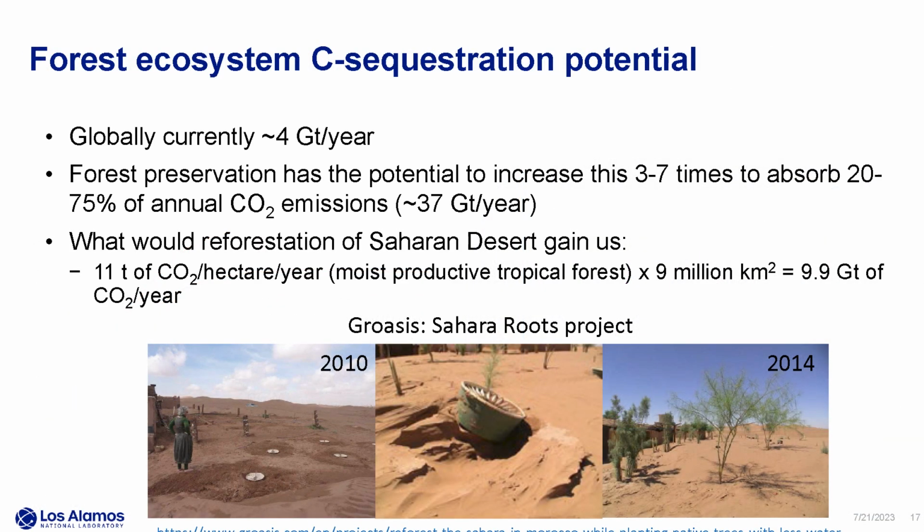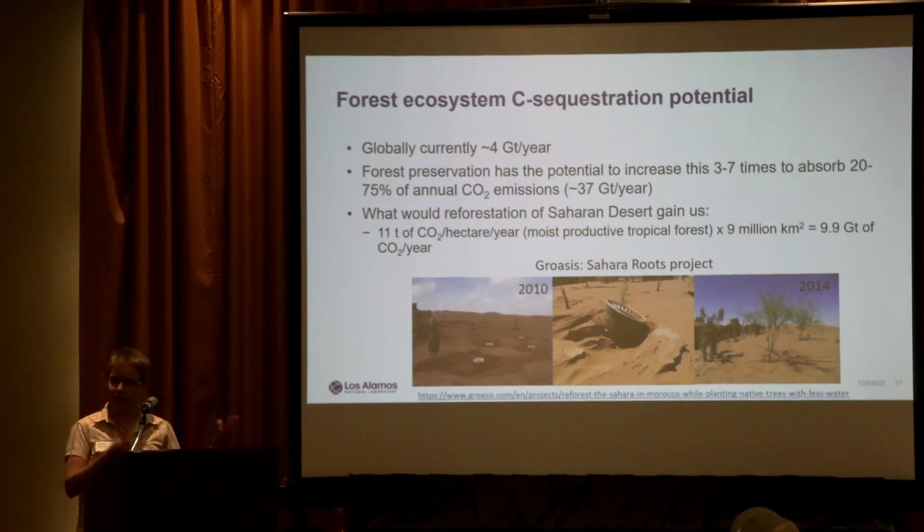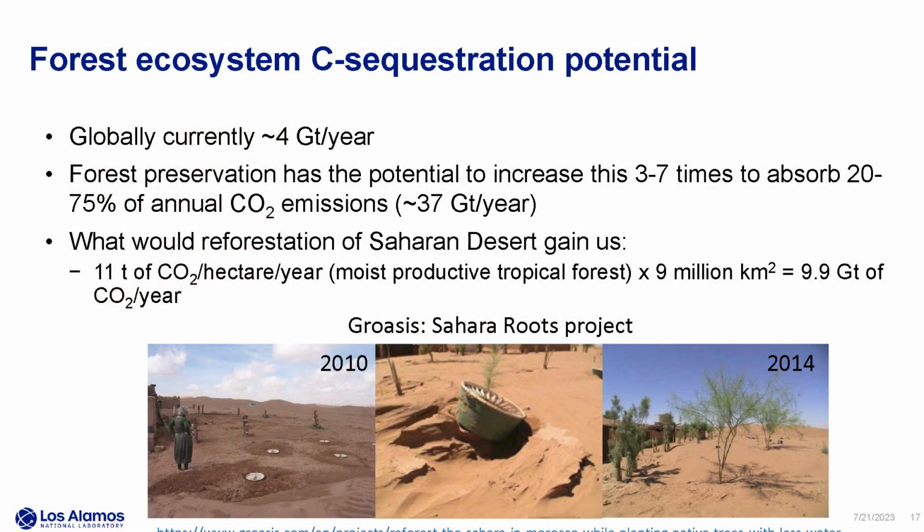If we look at the carbon sequestration of forest ecosystems, currently it's estimated that forest ecosystems are sequestering about 4 gigatons per year. This is the photosynthetic uptake minus the respiration in the current system. If we look at preservation practices, like not cutting the forest or replanting after cutting and taking good care of the soil, there is a potential of increasing the sequestration capacity 3 to 7 times.